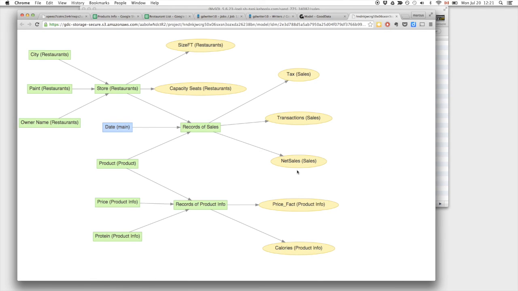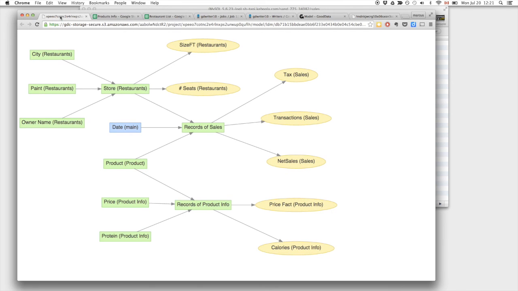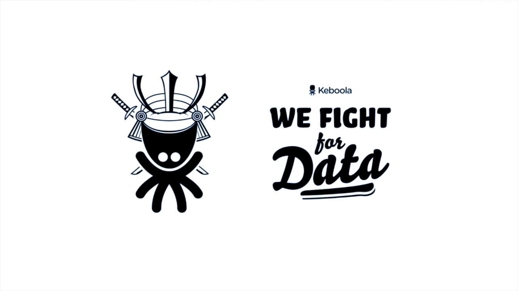We have our records of sales, products data set, we have our additional product information, and we have our restaurants data set, and we have our main date dimension. This looks exactly like what we wanted and what we have over here originally. So in under 15 minutes using Keboola Connection, we were able to get raw data from separate sources and prep and design our LDM for GoodData.